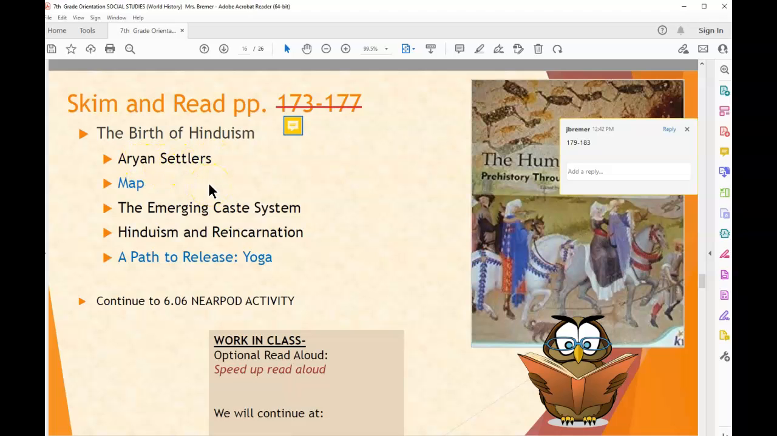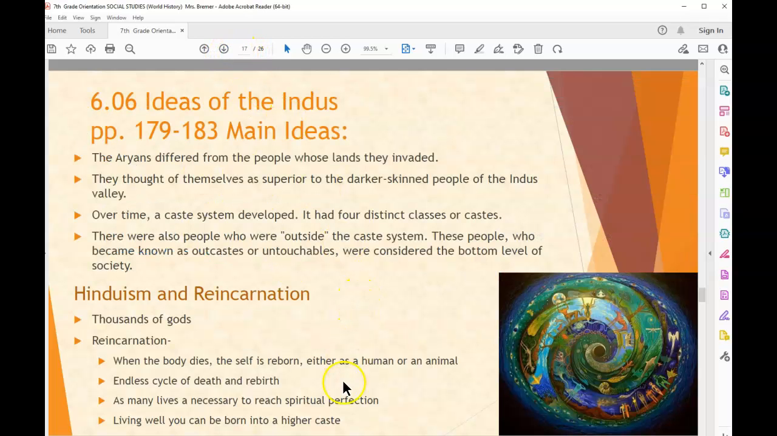There's a map on page 180. We're going to take a look at that. The emerging caste system, Hinduism and reincarnation, a path to release, yoga. So they talk about yoga. And then continue on to the Nearpod activity. So you can pause, do the reading, and then you're going to go on to the Nearpod activity.